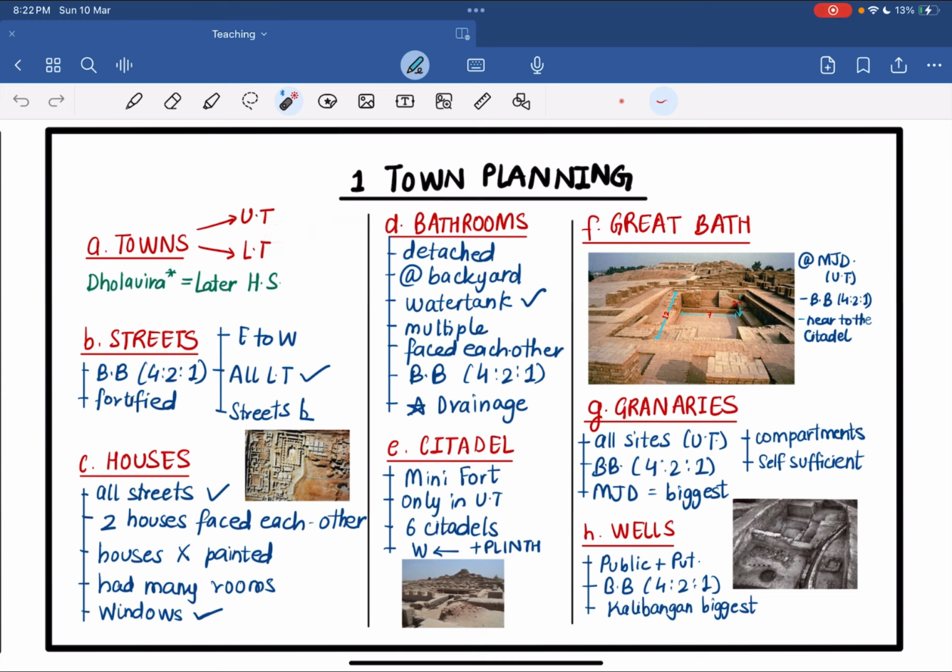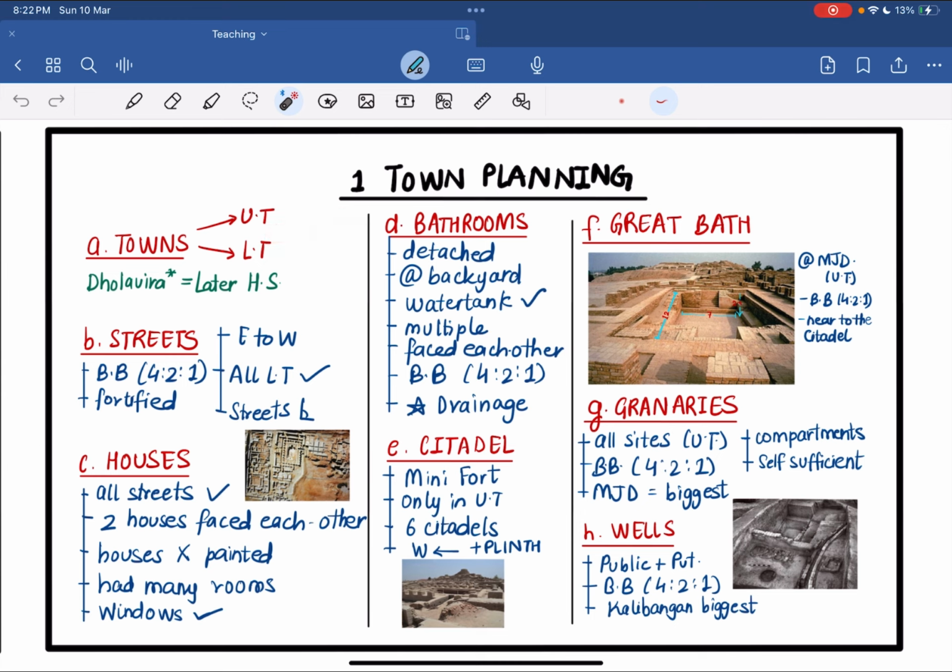So let's say this is house number 1. This is house number 2. They're supposed to face each other, and in between will run the parallels of the streets. Houses were single, double, multiple storied. And how do we conclude that? Because we have evidence of staircases. Staircases have been found. And why would there be staircases had there not been any stories?